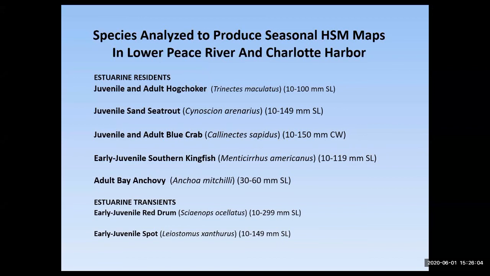Okay, the estuarine residents are the species that spend the majority of their time in the estuary and reproduce in the estuary. Estuarine transits like early juvenile red drum and early juvenile spot reproduce in the Gulf of Mexico, and then the early juveniles and juveniles move into the estuary. So they're still estuarine dependent, but they're not reproducing in the estuary. Next slide.